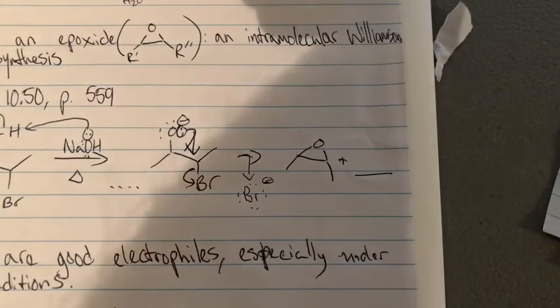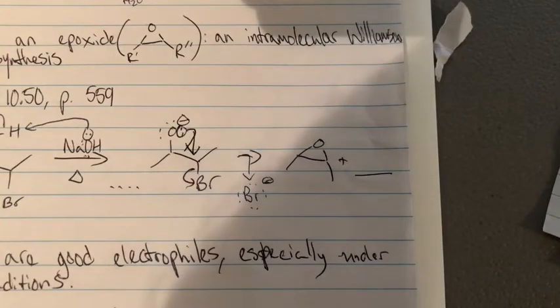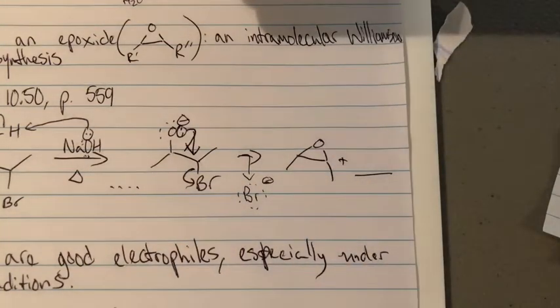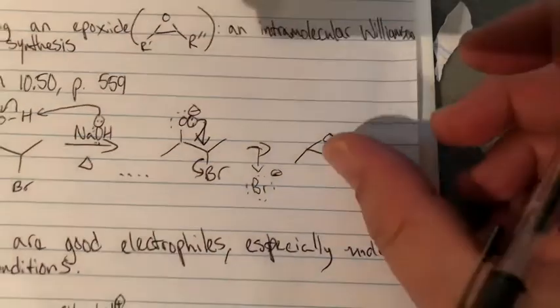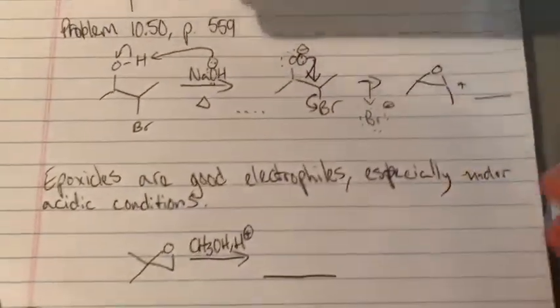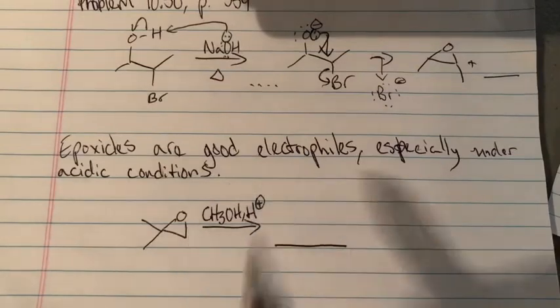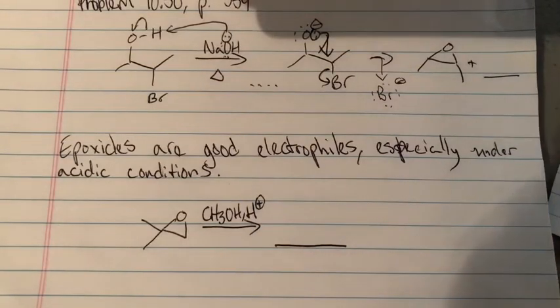Just depends on the species, right? So typically 5- and 6-membered rings are more abundant within nature. Okay, so let's look at epoxide ring reactivity.